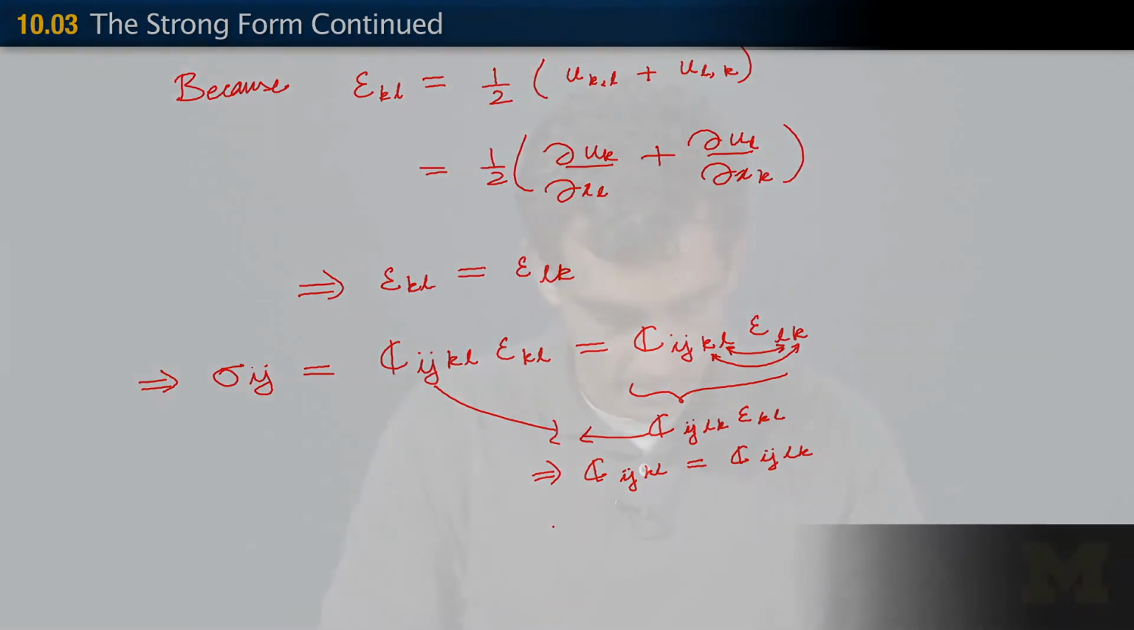That sort of sums up what we needed to say about the symmetries of our elasticity tensor C. We will use these symmetries in a very important way when we develop our formulations for finite elements. All right, we'll end the segment here.